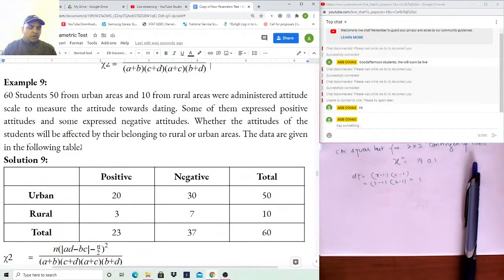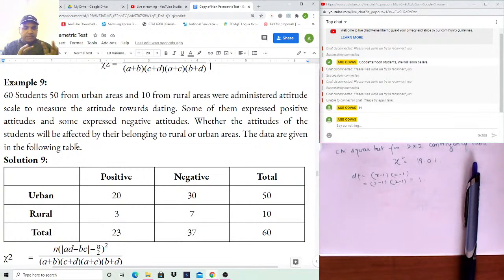Let us do an example of this. So say for example, 60 students, 50 from urban and 10 from rural areas, were administered an attitude scale to measure attitude towards dating. Okay, so some of them expressed a positive attitude that dating is good, and some expressed negative attitudes. So we have to find out whether the attitude of the student is affected by their background, that is, whether they are from a rural background or an urban background.